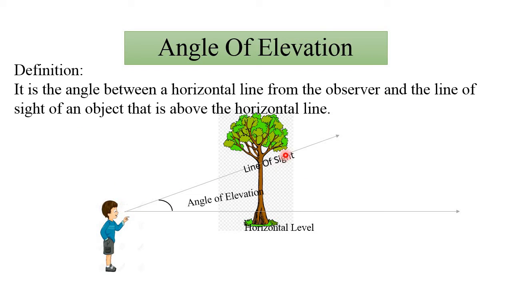So line of sight means the observer is observing the top of the tree. So this is called angle of elevation. It is the angle between the horizontal line from an observer and the line of sight of an object which is above the horizontal line. It's called angle of elevation. So generally the angle which is above the horizontal line is called angle of elevation.